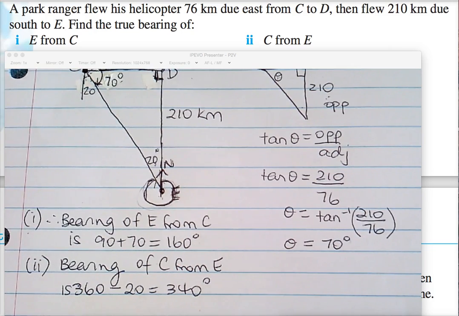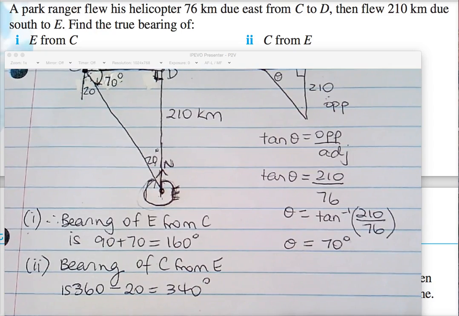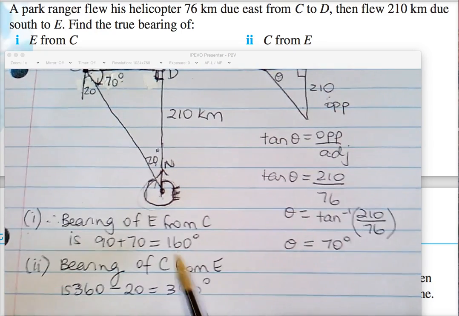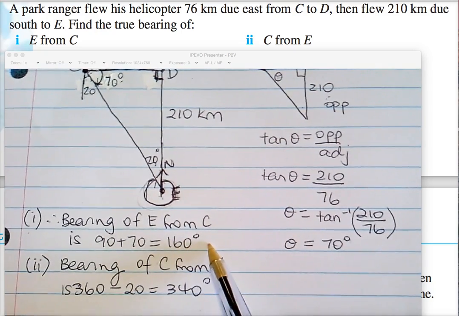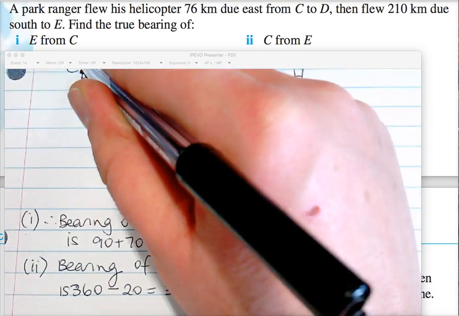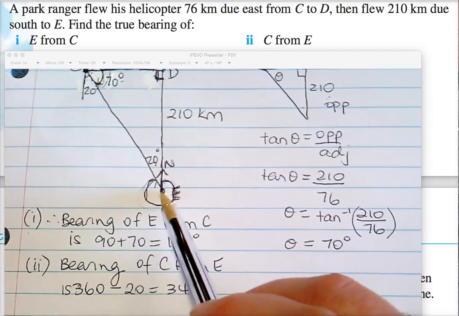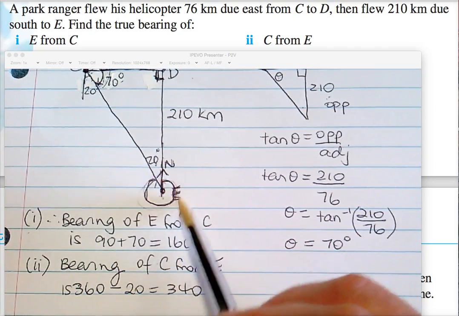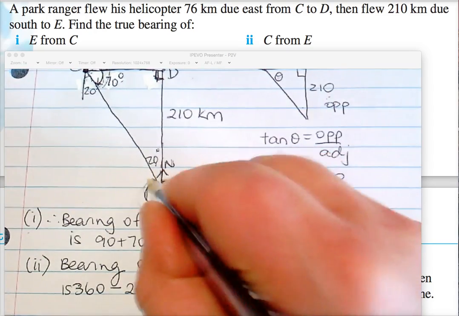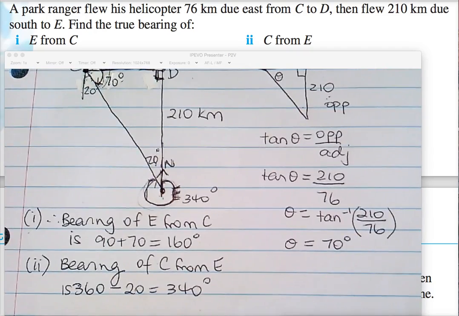How do you know whether to add or subtract? You do the one that lands you between 0 and 360. If I do 160 minus 180, I get negative 20. You don't do 180 minus 160 is 20. So direction of E from C is that, which is 160. Direction of C from E, start from E, put a north sign, go clockwise. That bearing is 340. I think we need to do a few of those. They're harder.